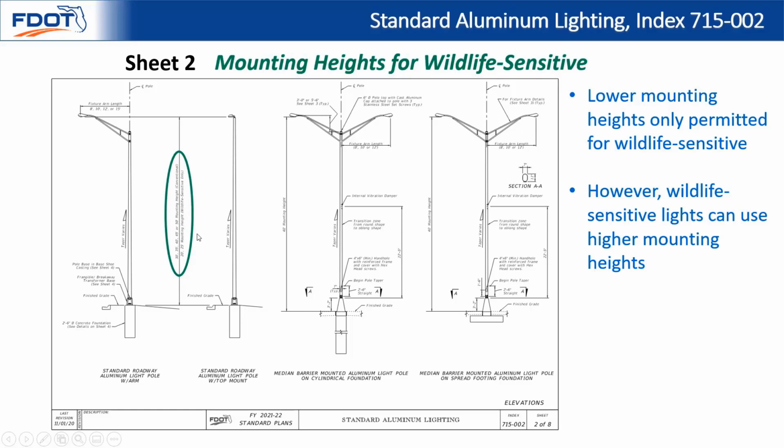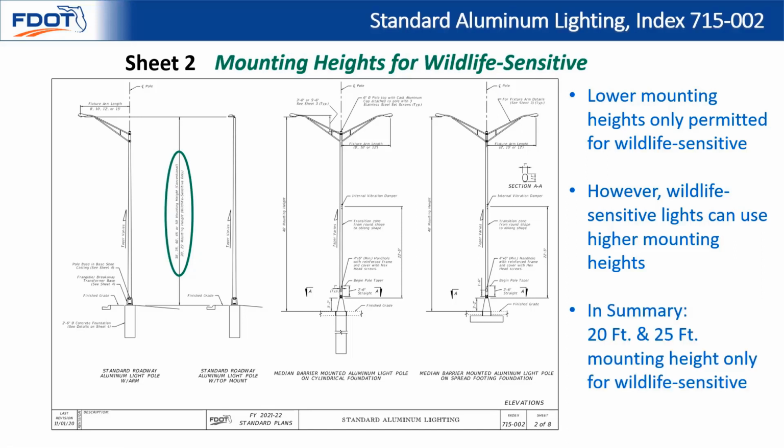That said, the wildlife sensitive can be used for the higher mounting heights as well. There's no restriction on that. That's just considered conventional. If you did want to go higher for wildlife sensitive, no restriction on that. That is all explained as well in the standard plans instructions. And so in summary, 20 foot and 25 feet mounting height is for wildlife sensitive only. And so we've clarified that right here.